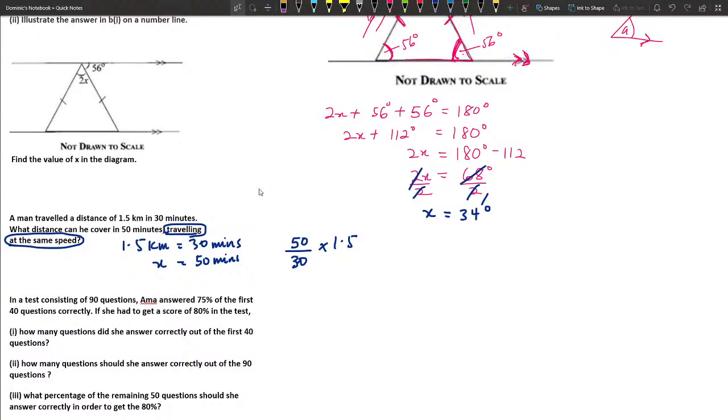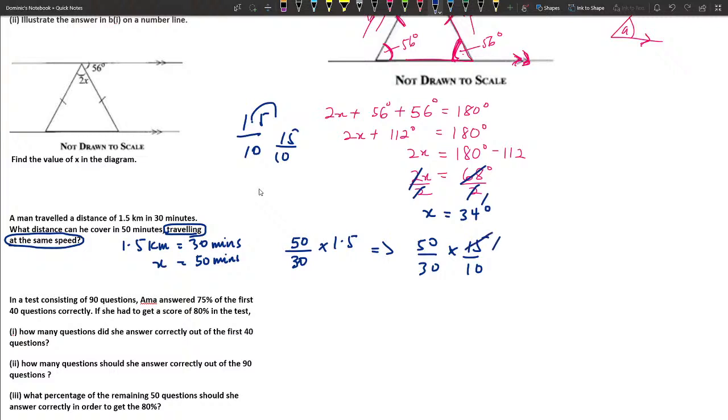If you are not comfortable dealing with 1.5, this 1.5 is the same as 1.5 over 1. So all you need to do is flip and then put 0 here. So at the end of the day, it becomes 15 over what? 10. So let's just do that. 50 over 30 times 15 over 10. When you do it this way, it becomes easy. You can cancel and do all the gimmicks, and that will help you get your answer easily.